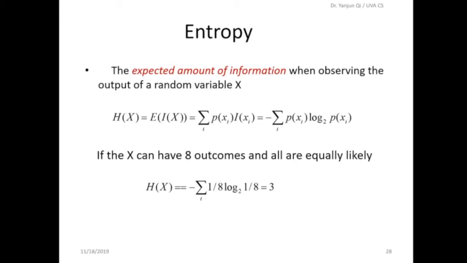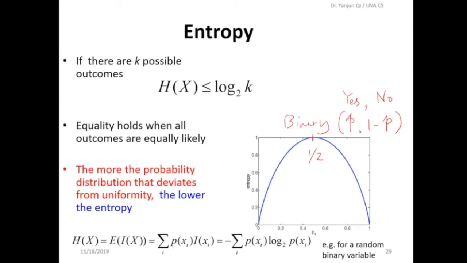Let's use, maybe, 8 outcomes. H(x) is minus the sum, and 1/8 is each of the uniform probabilities. There are 8 outcomes, right? Each one has information minus log 2 of 1/8, and together it gives you entropy of 3. All right, so for a discrete random variable, its entropy is upper bounded by log 2 K. K is the cardinality of that random variable, how many possible values this discrete random variable can have.